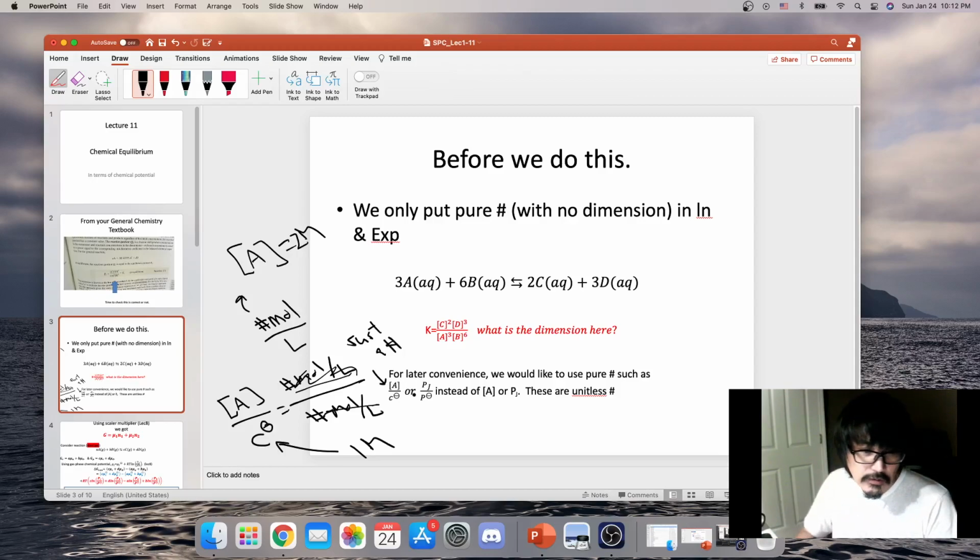And if you recall from general chemistry, we can do these things for the partial pressure, for the gas phase stuff. That's also a unitless quantity. So you may be thinking about atm squared or something, but that's not really the case here. It's atm divided by atm, 1 atm. So it's a completely unitless number. You gotta keep that in mind.